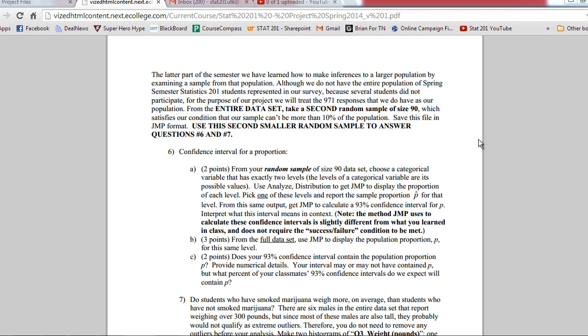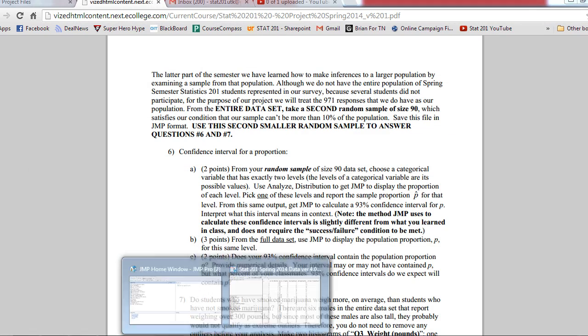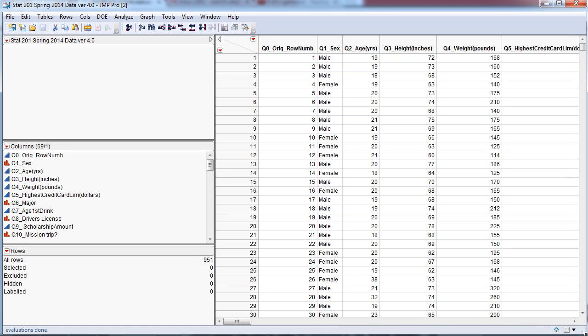It's very important in question number 6 that you notice we'll be using the full data set and we'll be using a random subset of 90. So let's go in here and go to our subset and close out our subset. We are going back to the full data set right here. We have the full data set open once again. I'm going to expand just a tiny bit.